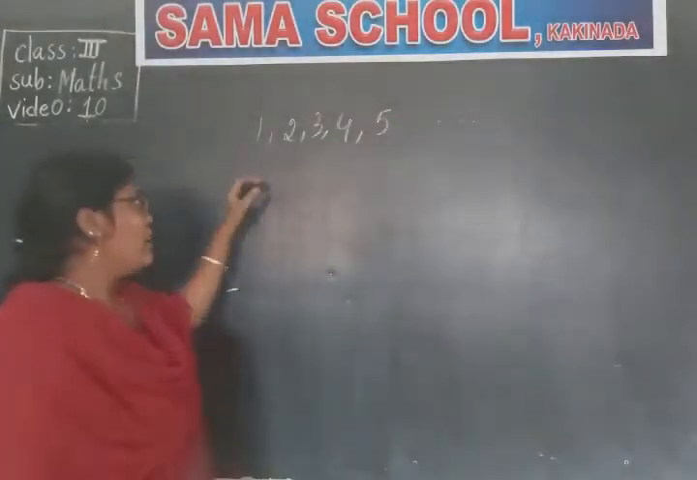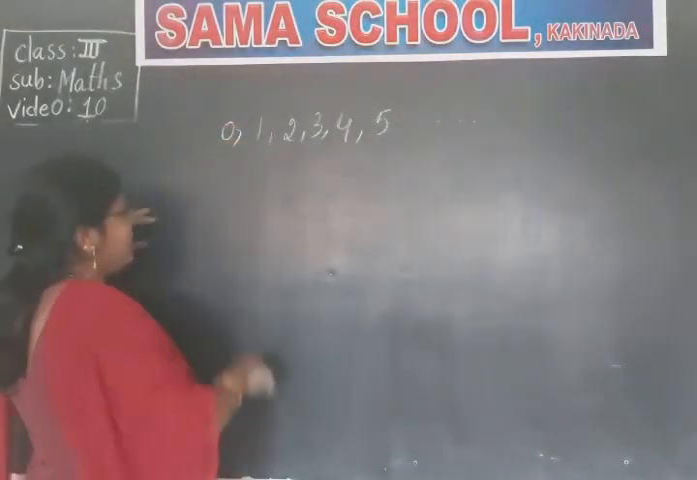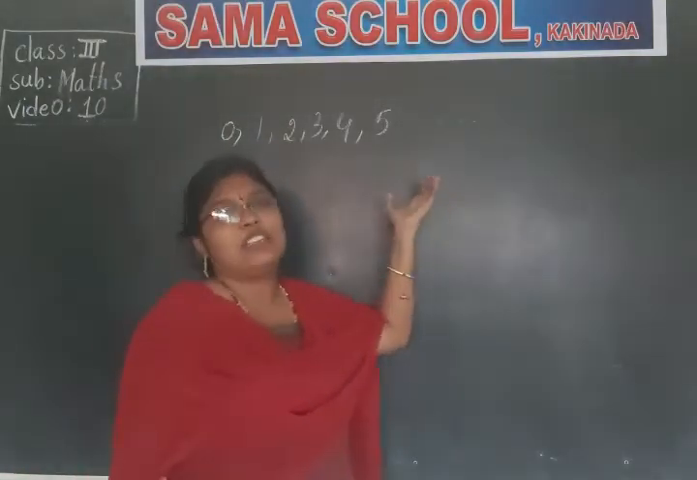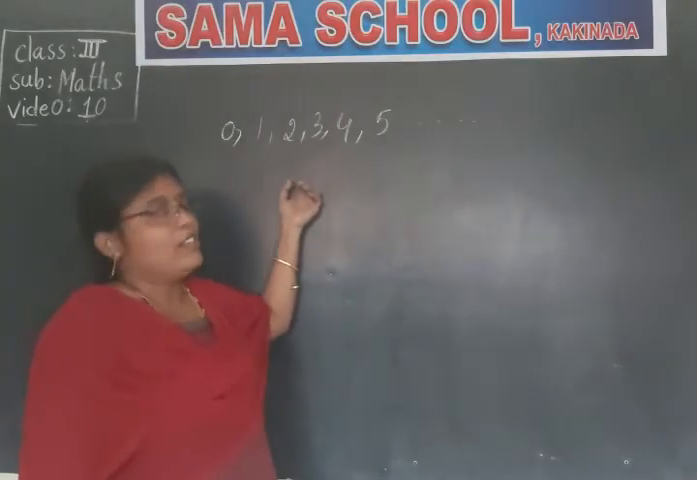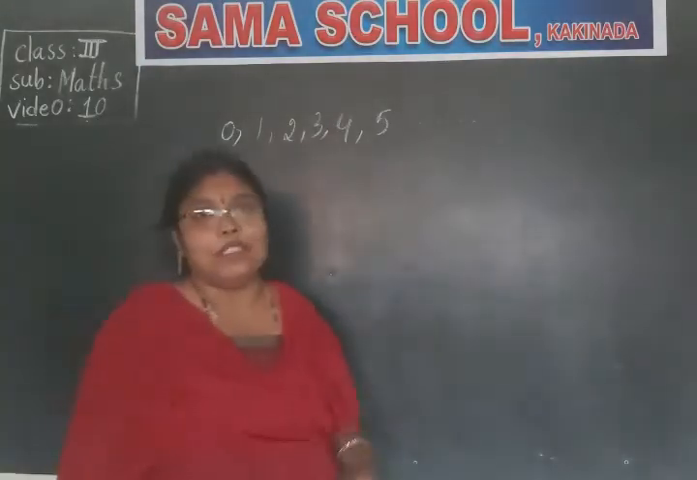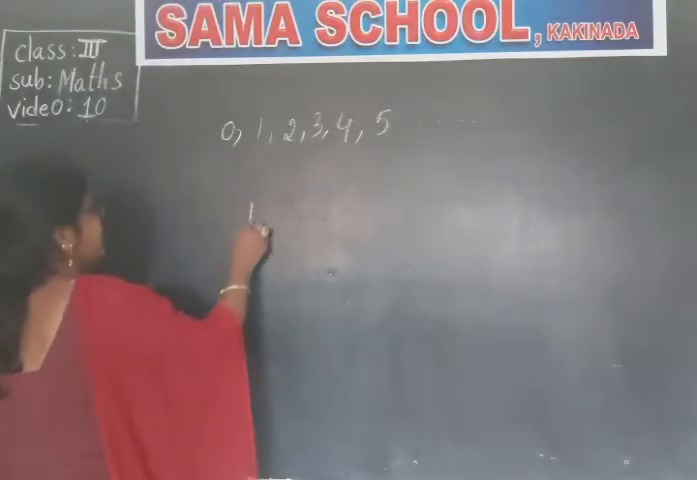Children, see here I wrote 0, 1, 2, 3, 4, 5 and so on. Children, do you know what these are? Yes, these are numbers.